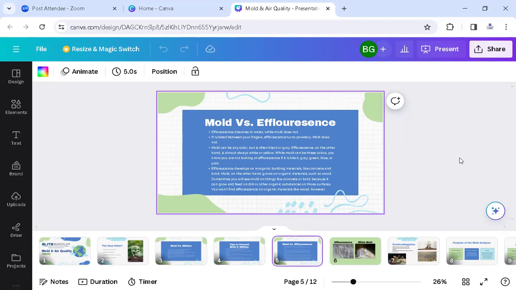Efflorescence develops in inorganic building materials like concrete and brick. Mold, on the other hand, grows on organic materials such as wood. Sometimes you will see mold on things like concrete or brick because it can grow and feed on dirt and other organic substances on those surfaces. You will not find efflorescence on organic materials like wood, however. So there is that difference as well.